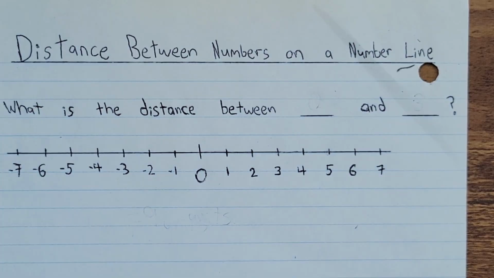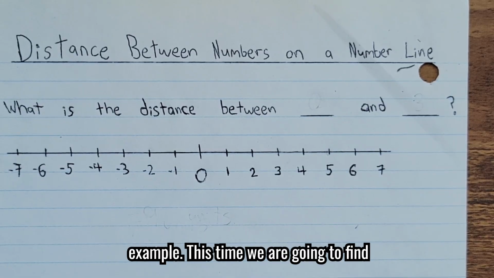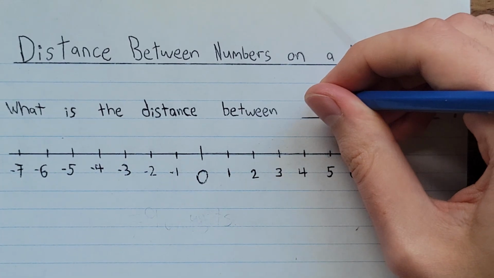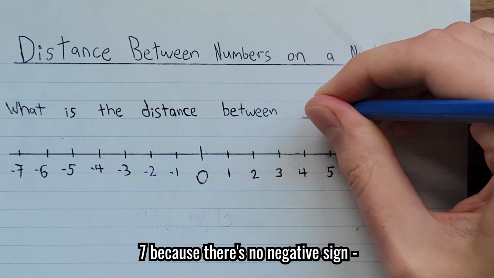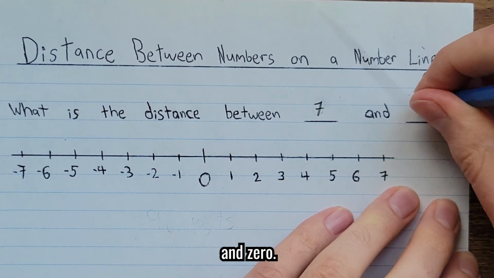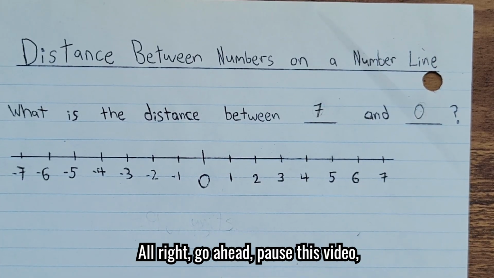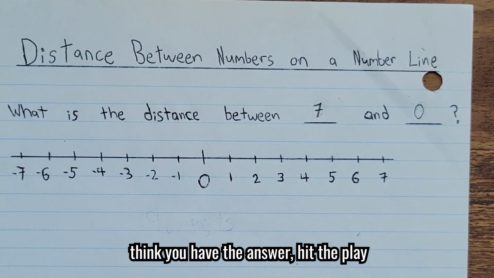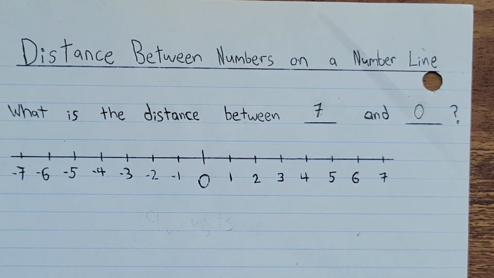All right, let's run through one more example. This time we are going to find the distance between 7. We know it's positive 7 because there's no negative sign. And 0. Alright, go ahead, pause this video, try it on your own, and then when you think you have the answer, hit the play button and see if you did the same thing as me.